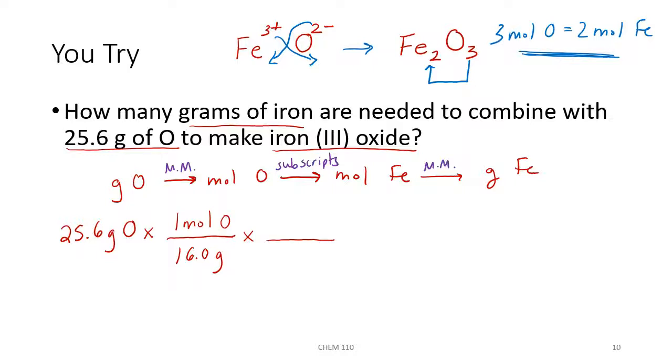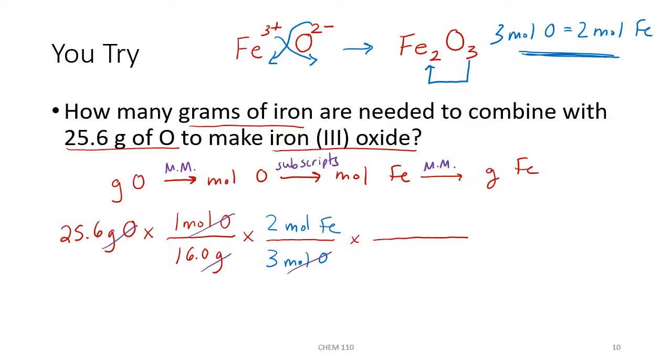Now we want to use our mole-to-mole ratio that we wrote at the top. 3 moles of oxygen for every 2 moles of iron. We had to put moles of oxygen in the denominator, so they would cancel. Right now we could see our grams of oxygen cancel, our moles of oxygen cancel, and we're in moles of iron. So we have one more step. We have to convert moles of iron into grams.